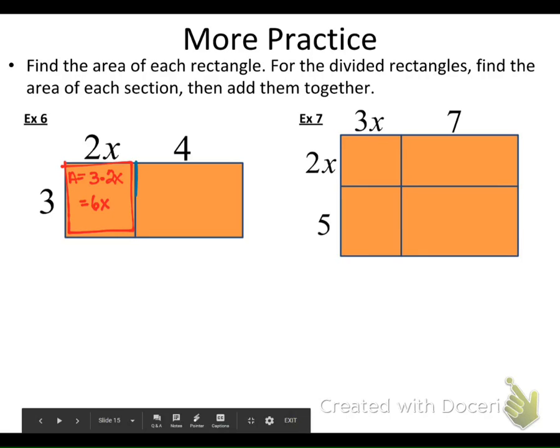So then I'm going to look for my next section of the rectangle. So I'm going to look and find the area of this section. So I'm going to have area equals, what's the height of this section? It is 3. So the height of this section of the shape is still 3. That 3 just comes here. So my height is still 3. But what's my width this time? 4. So what's 3 times 4? 12.